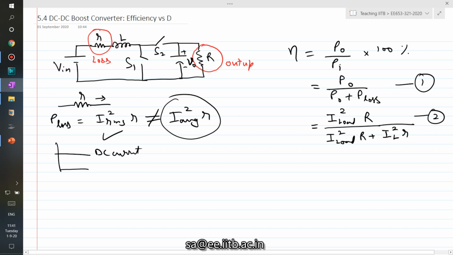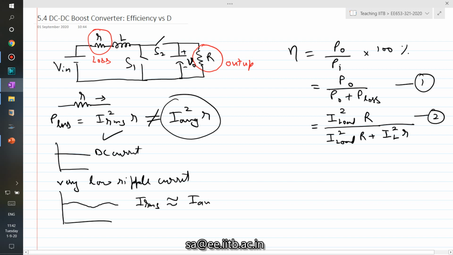Similarly, if it is a very low ripple current, that means it is not pure DC, but it has a very small amount of ripple, still you can approximate the RMS current to be almost equal to the average current. And that is precisely what we are doing here.